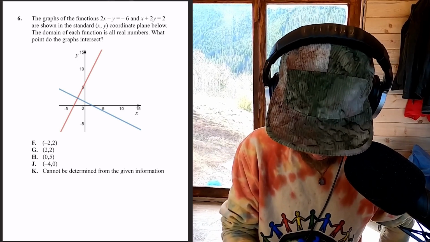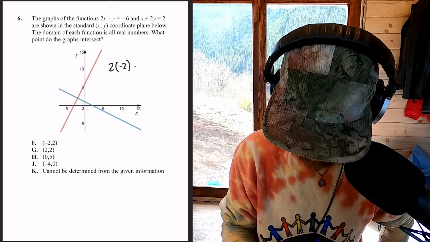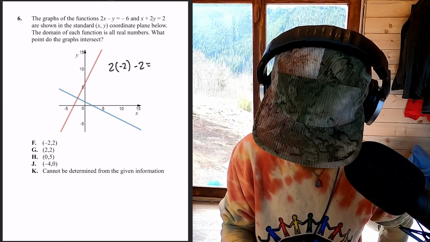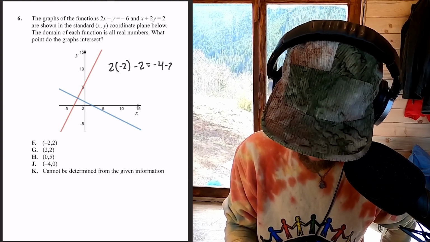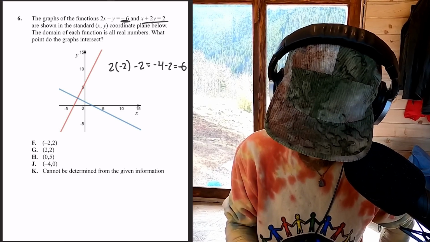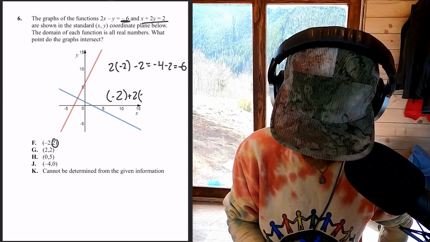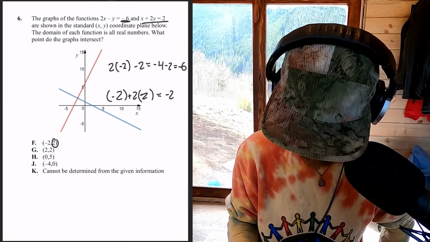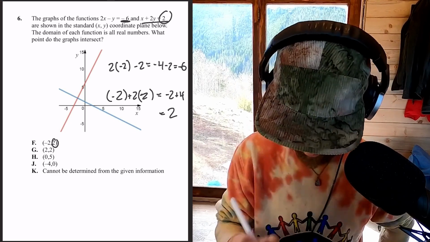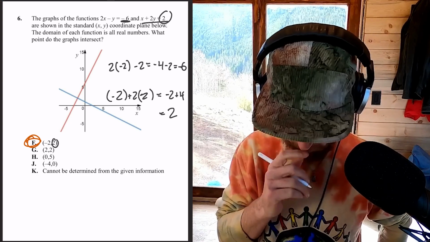If we want to double check it just super quick, we can do that. So 2 times negative 2 minus the y value of positive 2 equals negative 4 minus 2, which equals negative 6. Okay, so we check out there. And then into this equation, negative 2 plus 2 times our y value of 2 equals negative 2 plus 4, which equals positive 2, and it checks out there. So maybe a little bit of guess and check. Could have solved it a handful of different ways, but I'm feeling like F is our answer there.